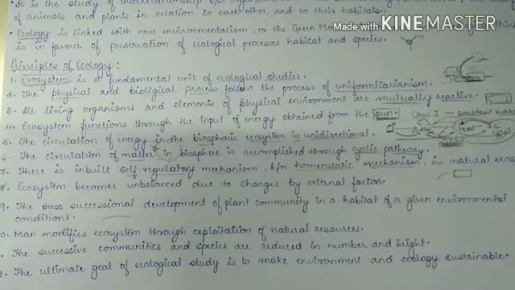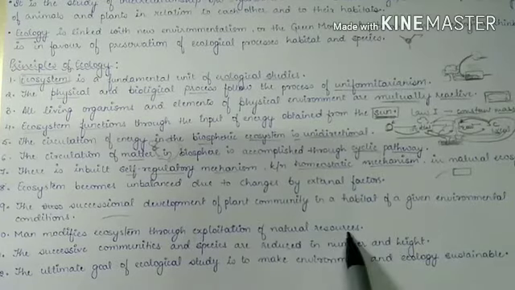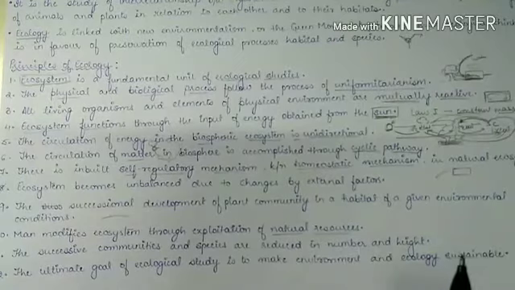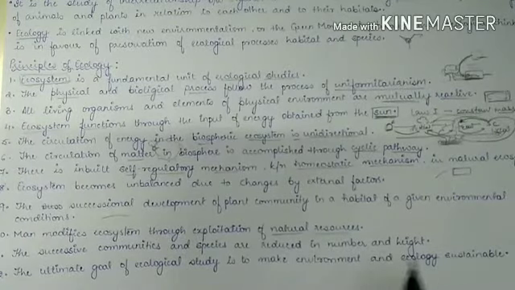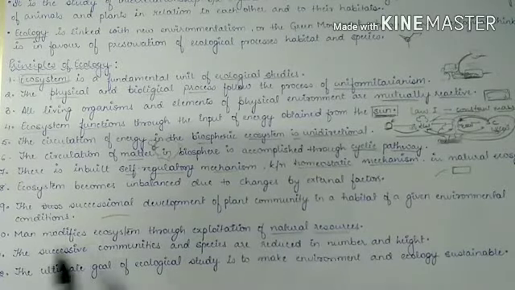Then the next principle is, man modifies the ecosystem through the exploitation of natural resources. Now man, as we know, is very greedy and materialistic. So to fulfill his needs, man exploits natural resources. To exploit natural resources, he disturbs the natural habitat and natural ecosystem. So the ecosystem is modified by man.